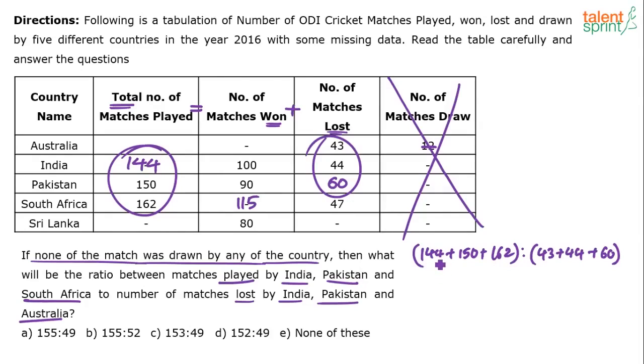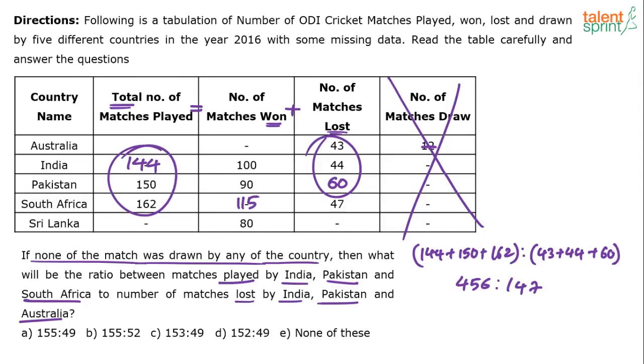Simplify this. 144 and 150 is 294. 294 and 162 is 456. This is 456. These two, 43, 44 and 60. So it's like 80 and 60, 140 and 7, 147. I guess it can be simplified further.